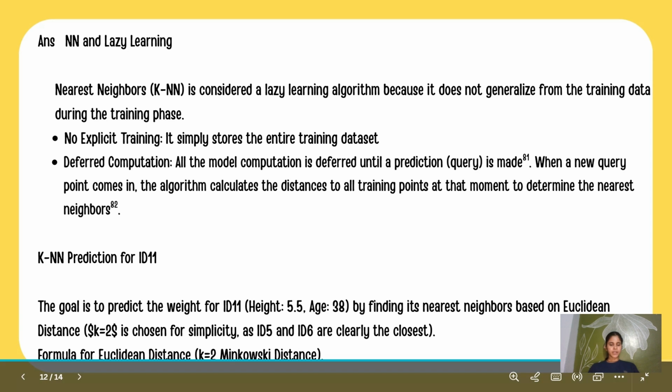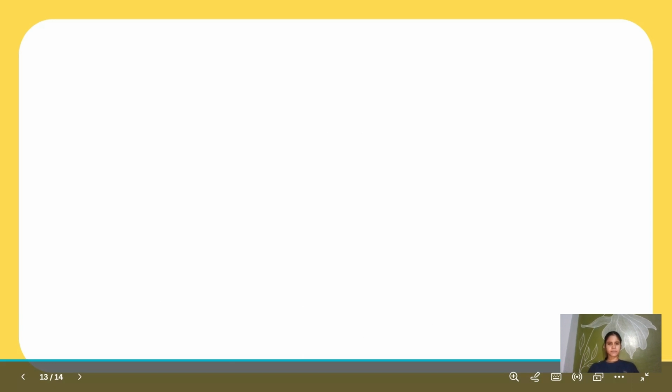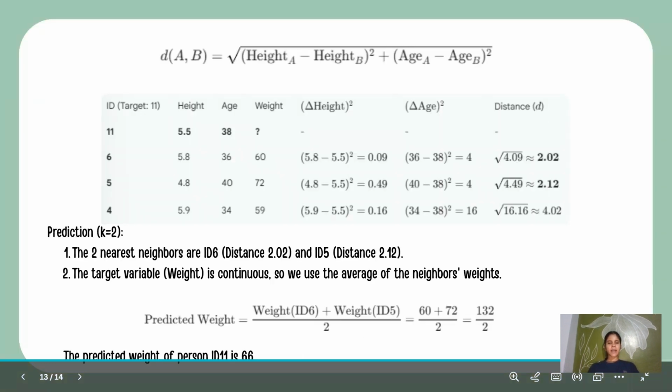KNN prediction for ID 11. The goal is to predict the weight of ID 11, whose height is 5.5 and age is 38, by finding its nearest neighbors based on the Euclidean distance. K equals 2 is chosen for simplicity as ID 5 and ID 6 are clearly the closest. Formula for Euclidean distance, k equals 2. Now, here is the table and the formula is shown on the screen, where the distances of ID 6, ID 5 and ID 4 are visible. Now we are predicting the weight of the ID 11 person.